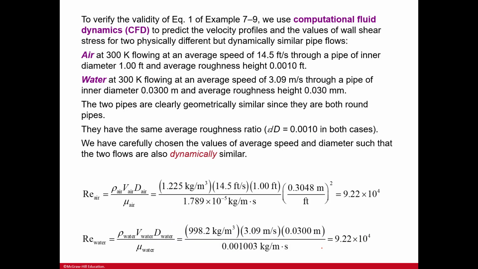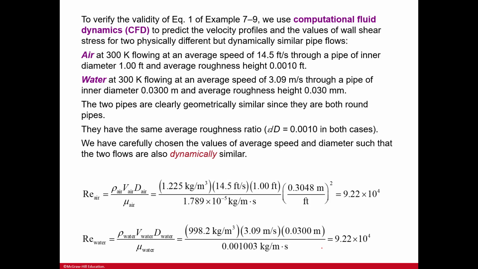So here, when we're talking about equations, we use the CFD, and we can validate some of these equations. We can do that by predicting the velocity profiles and the values of wall shear stress for two physically different but dynamically similar pipe flows. So we've got air at 300 K flowing through all of this, and then water at 300 K. You can see that it's different speeds, things like that.